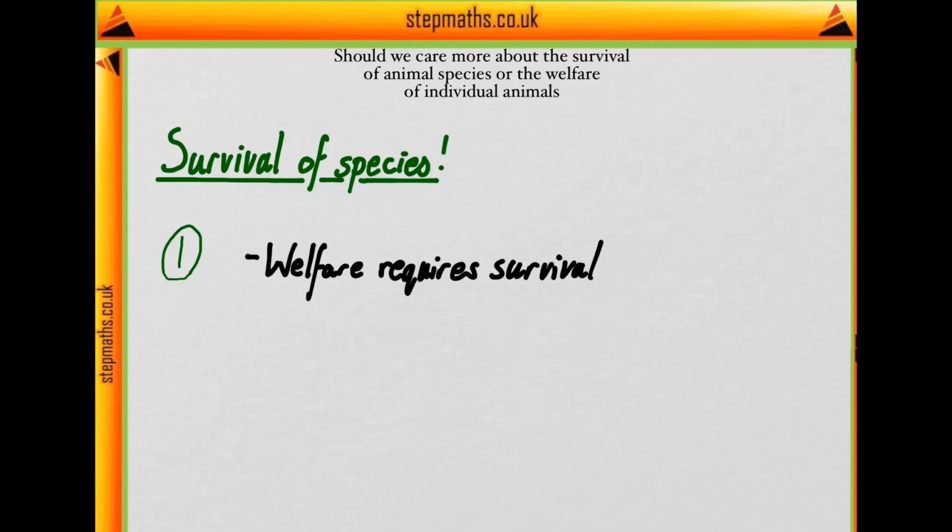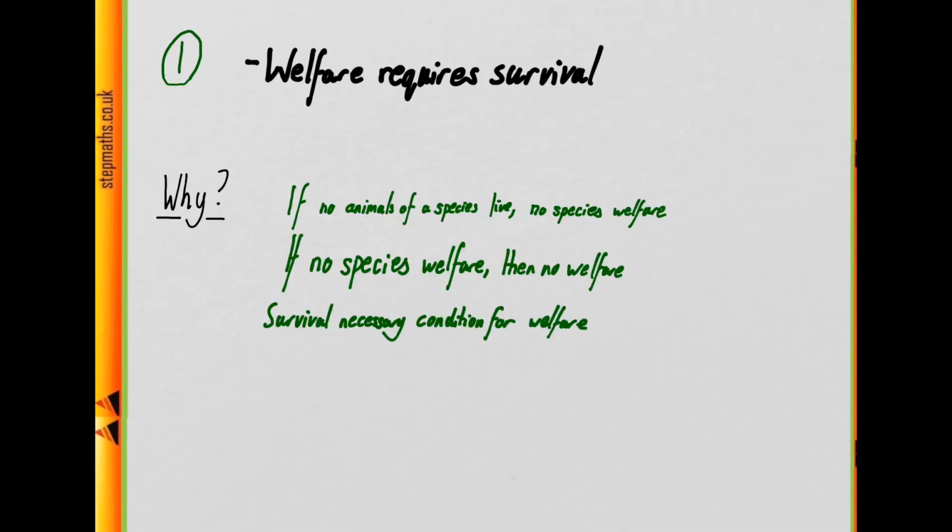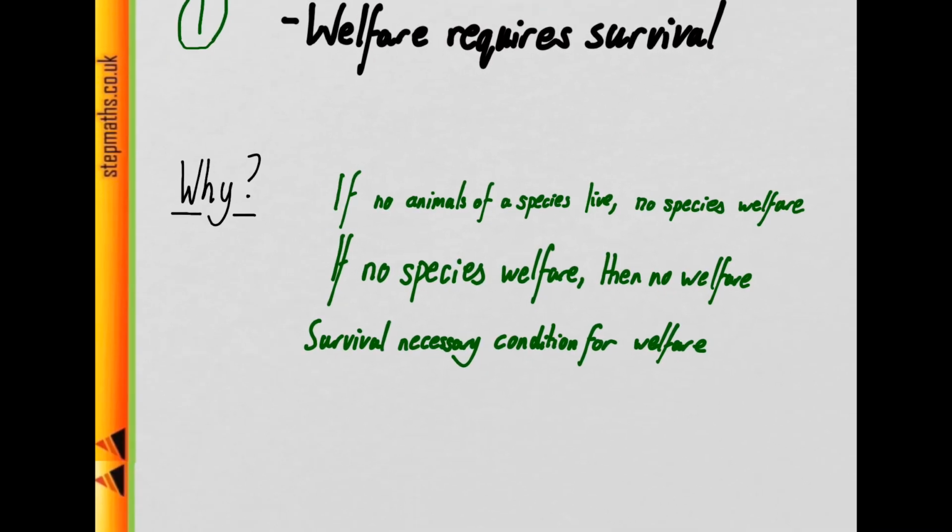On the side that says the survival of the species is what matters, we might argue, as our first point, well, welfare requires survival. Why does welfare require survival? Can you think? Well, if there are no living animals in a species, then that species isn't getting any welfare. If there's no species welfare, then there's no welfare that's relevant in this scenario. And you might say, therefore survival is a necessary condition. Survival is necessary for welfare. Without survival, we can't have welfare.